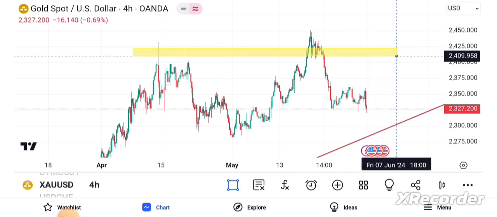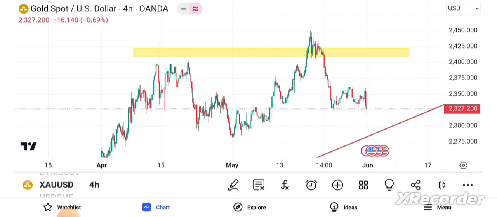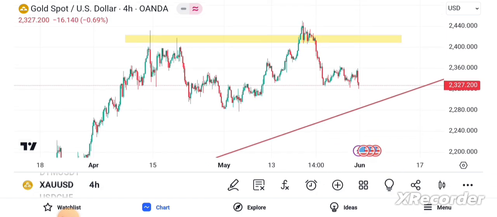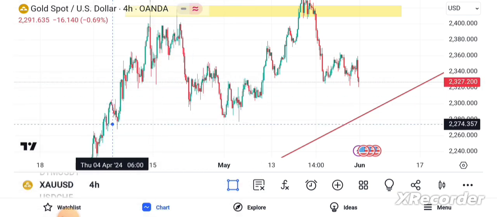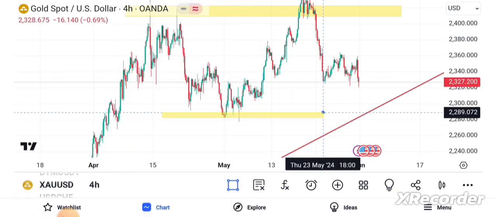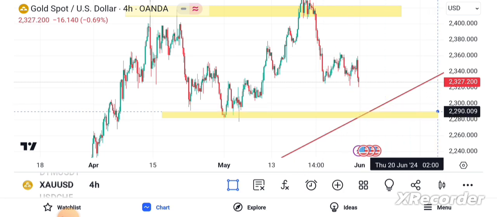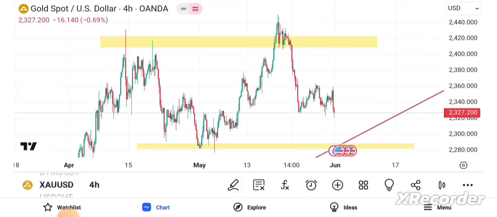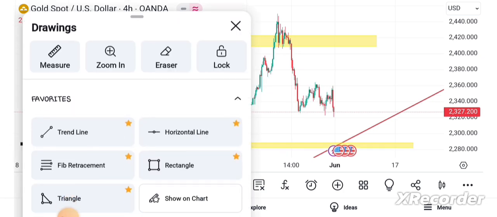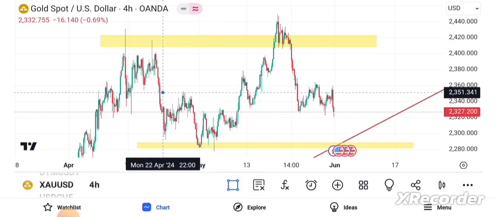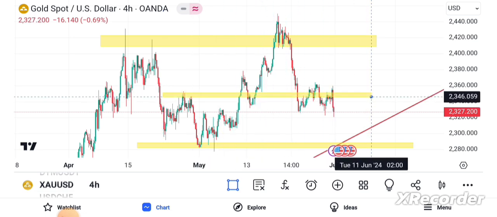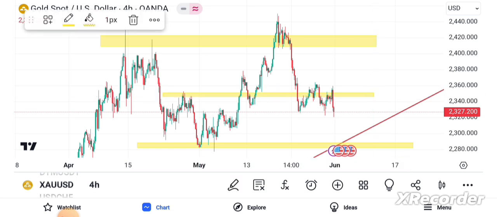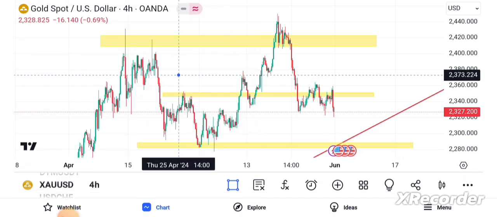You see price reacted to this zone here before dropping. Then we have this zone here. We have this zone here where price is currently coming to. We have this zone here. Then we have this one here. We have this zone here where price reacted to before dropping. We have this zone here. And we also have this here. We have this zone here.